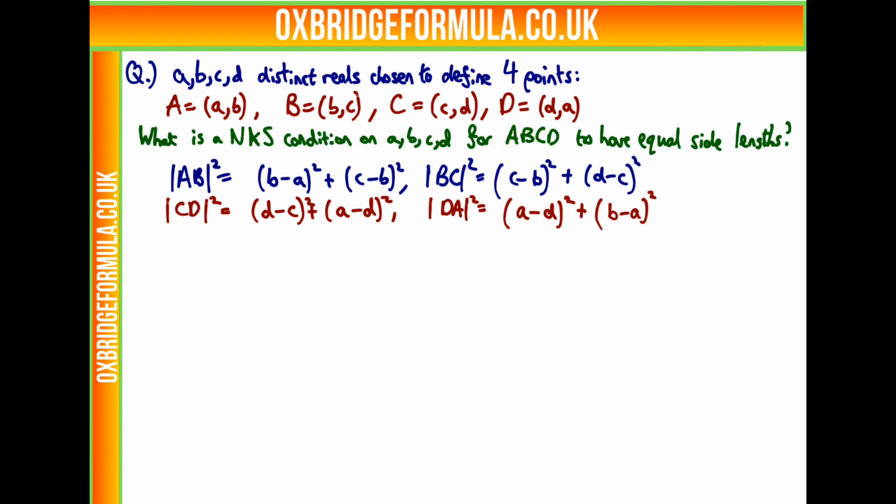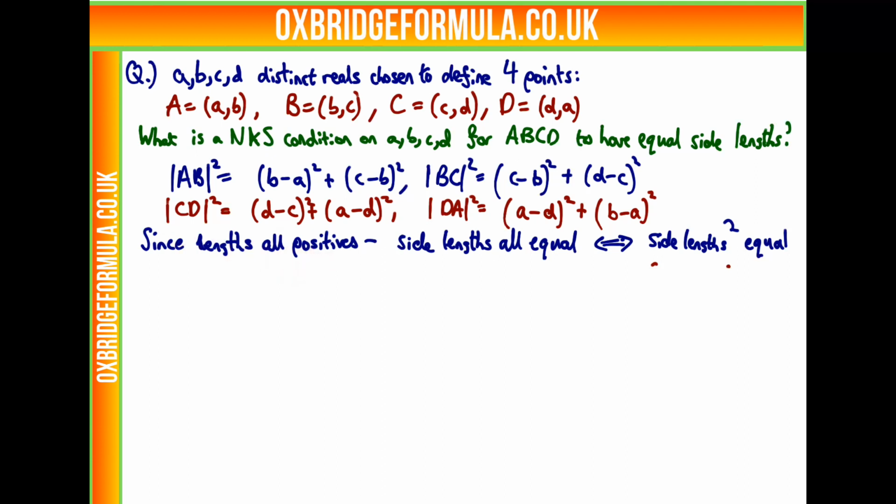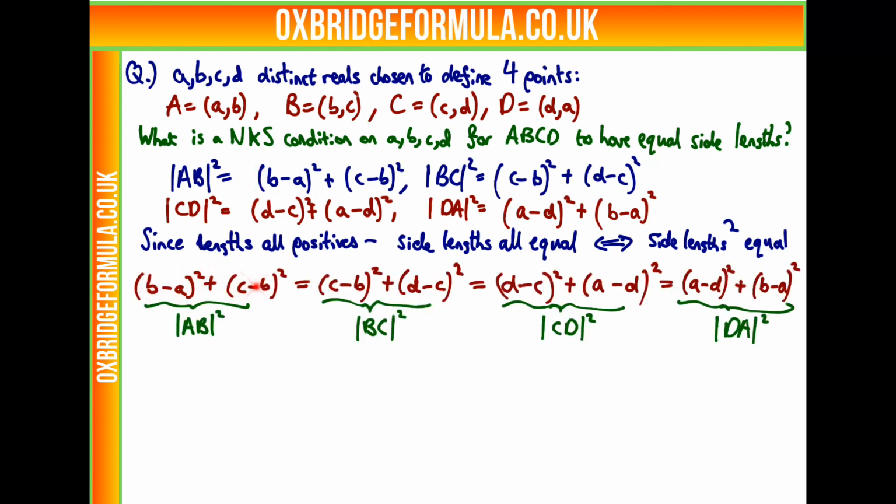Okay, so what do we know? We want these lengths to be the same. Well, this is the length squared, but why is this the same thing? Because our side lengths are all positive, the side lengths are equal if and only if the side lengths all squared are equal. So we can just compare these expressions. So if they're equal, we need B minus A all squared plus C minus B all squared to be equal to this, which is equal to this, which is equal to this.